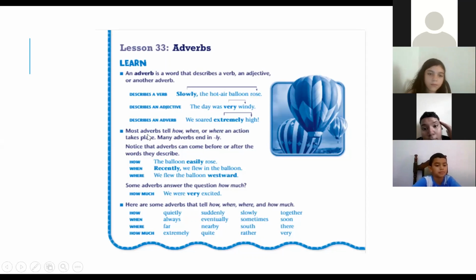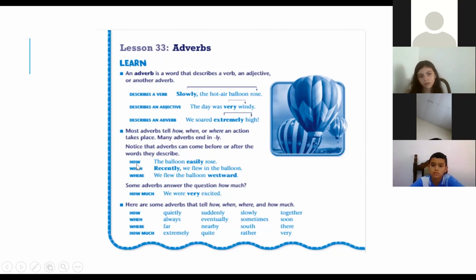So here we have: most adverbs tell how, when, or where an action takes place. Many adverbs end in -ly, so sometimes it's easy to recognize an adverb by seeing that it ends in -ly, okay? We have noticed that adverbs can come before or after the words they describe. For example, normally, not all the time, adjectives come before the noun. As you can see here, adverbs can come before or after the words they describe.